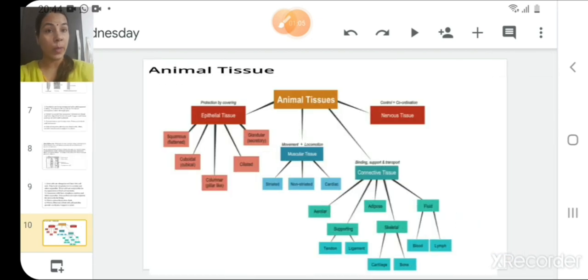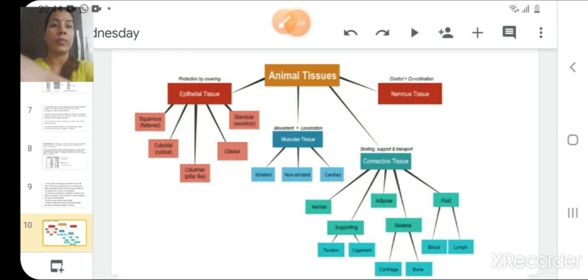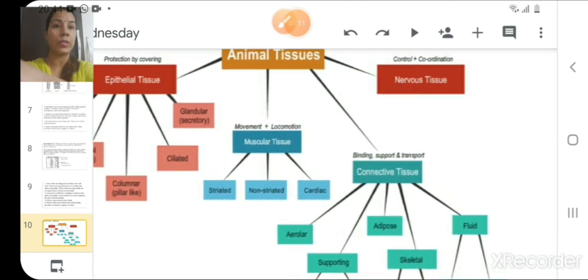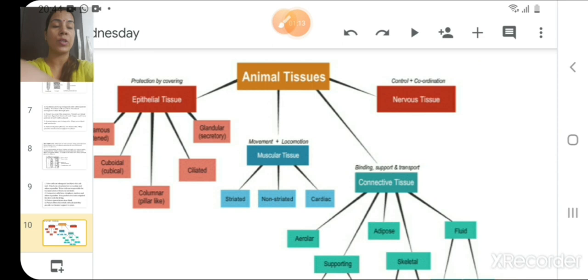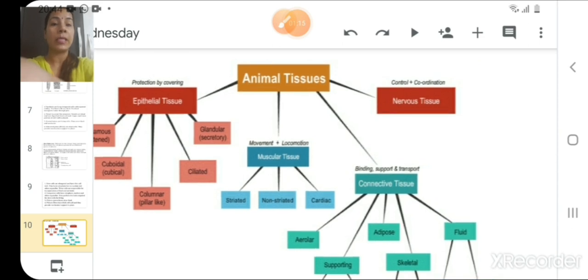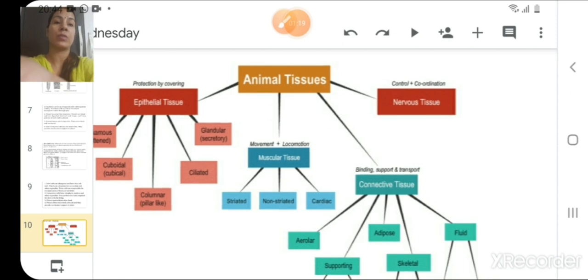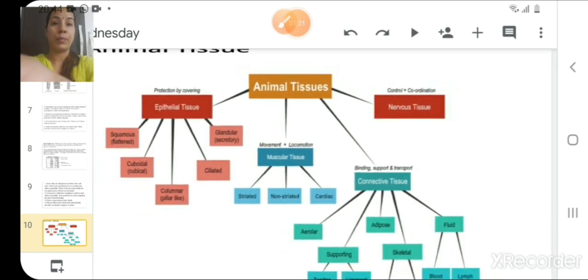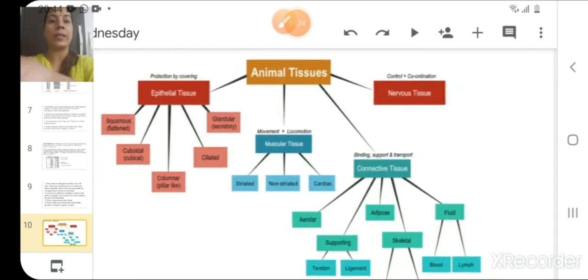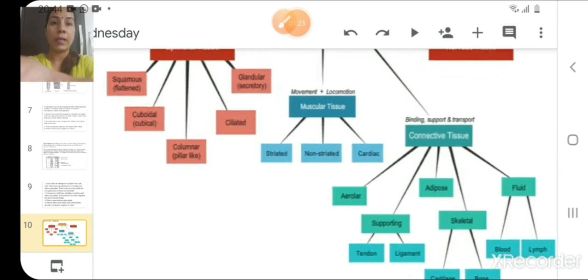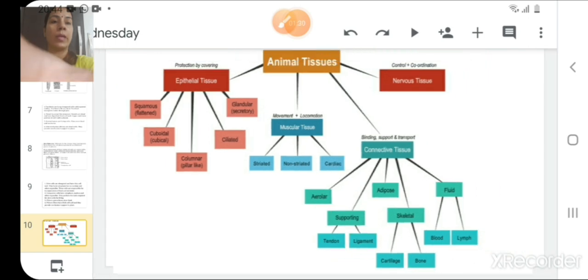Now let us begin with animal tissues. Here is a flow chart of animal tissues where you can see that animal tissues can be divided into 2 major groups and 4 basic groups. These are epithelial tissues, muscular tissues, connective tissues and nervous tissues. And epithelial tissues can again be divided into squamous, cuboidal, columnar, ciliated and glandular. So let us begin with this only, animal tissues.